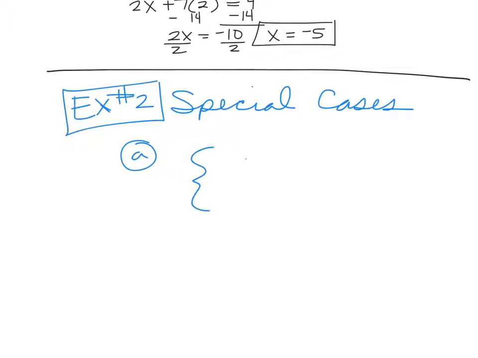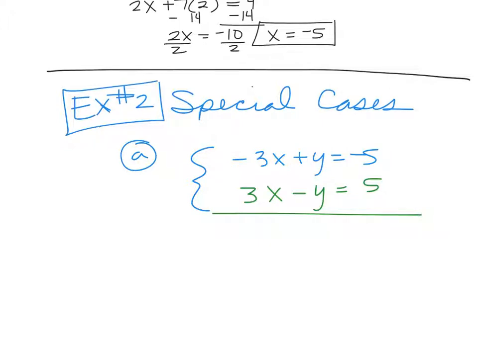Let's say our system is negative 3x plus y equals negative 5, and then 3x minus y equals positive 5, okay? Do you have opposites right now? Got a whole lot of opposites, right? Okay, so let's just add these two equations together.